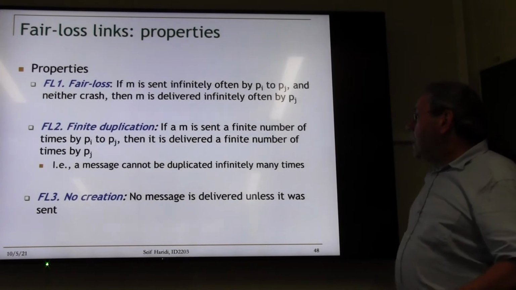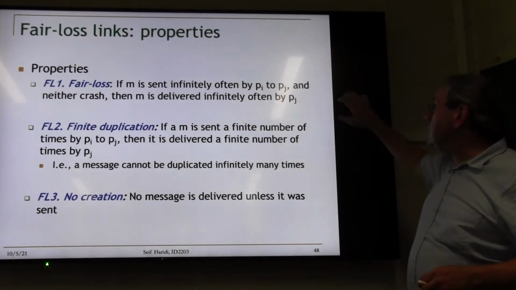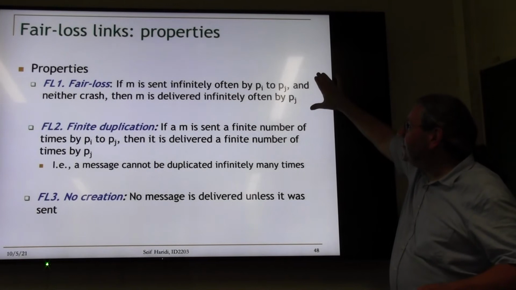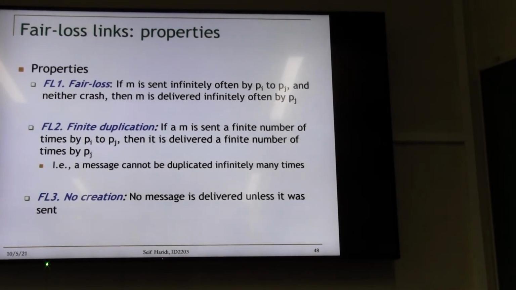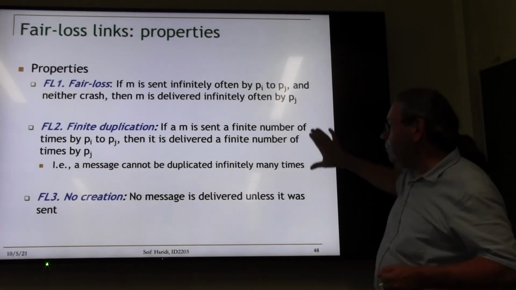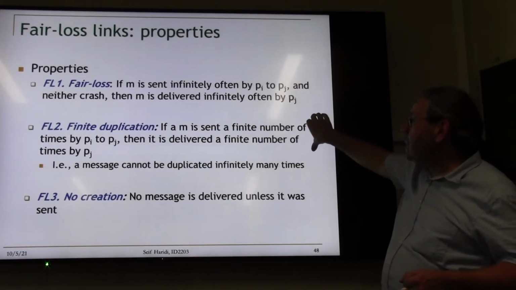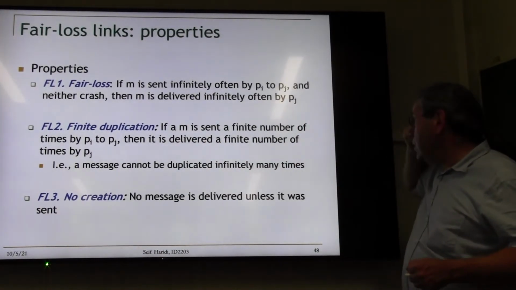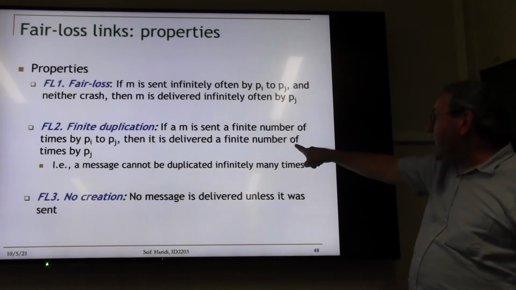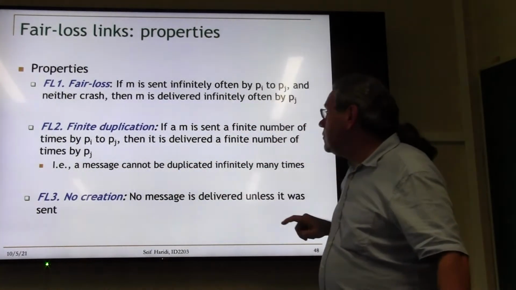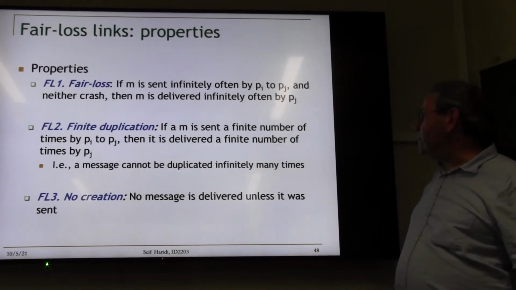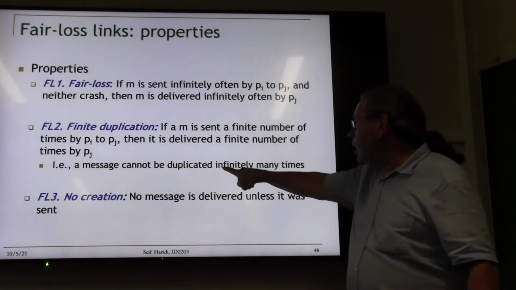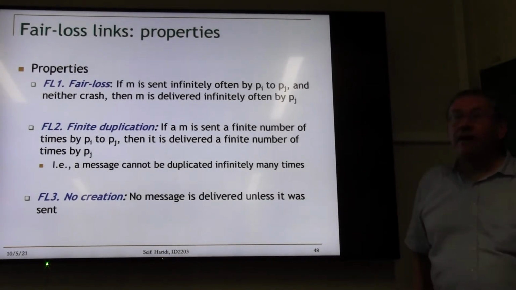So this is not enough, of course, because if you only have this property, a lot of bad things can still happen. So we have more properties. The second one is called finite duplication. If M is sent a finite number of times from PI to PJ, then it is delivered a finite number of times. A message will not be duplicated infinitely many times.